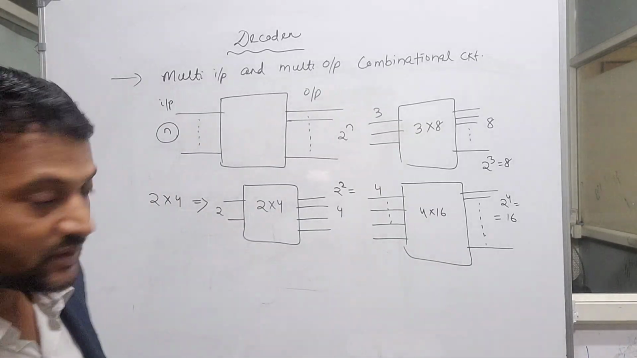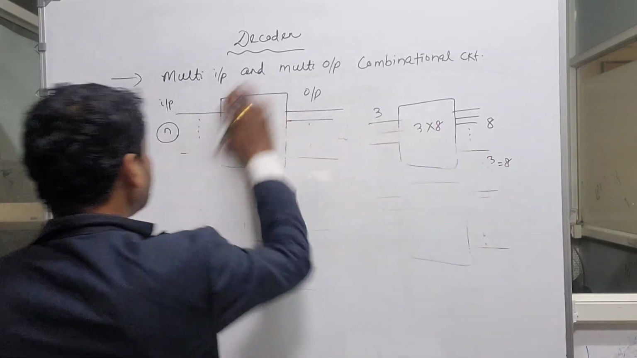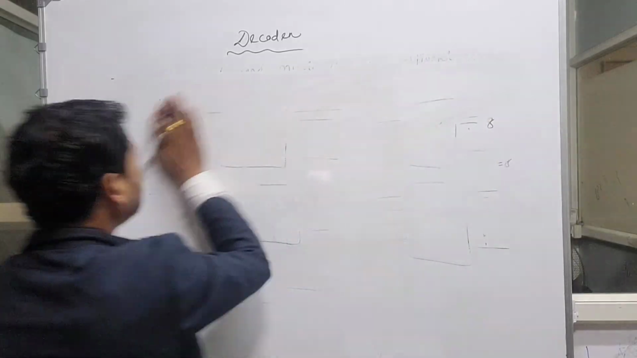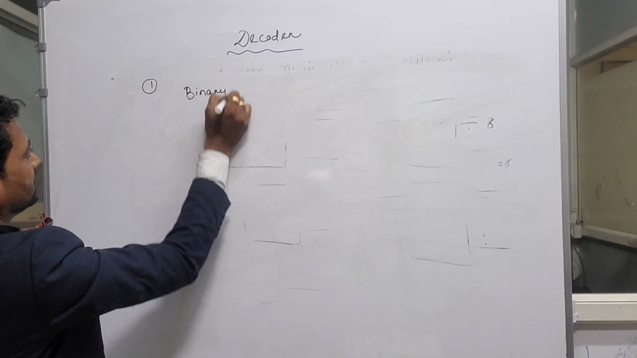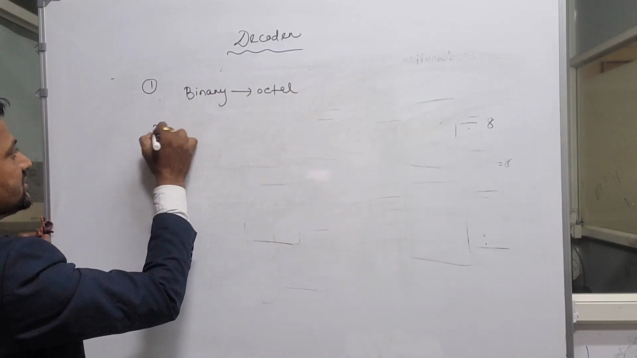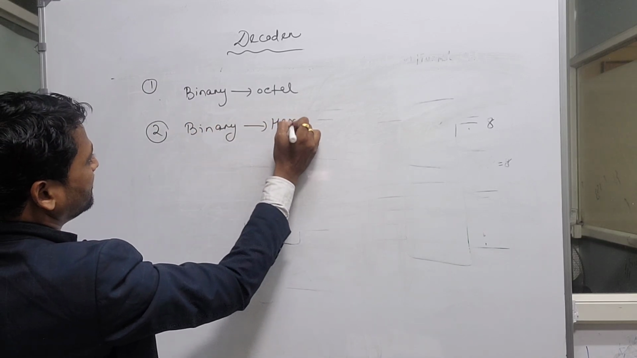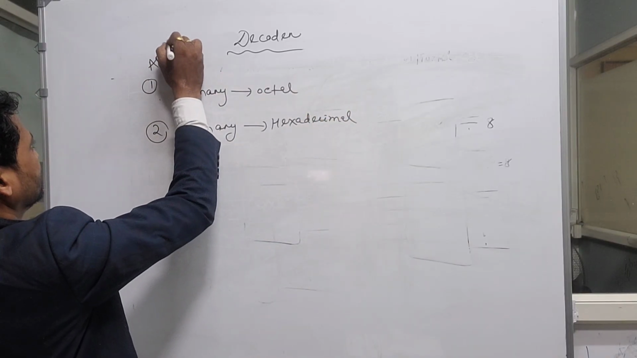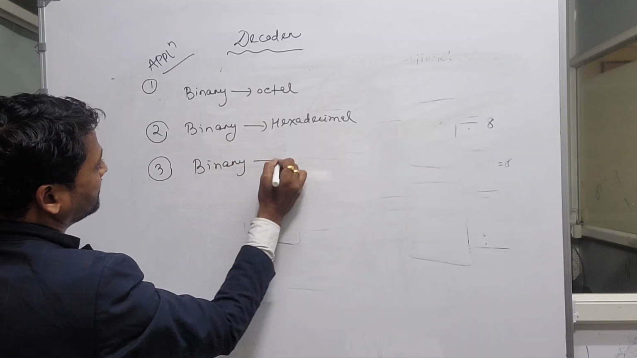So next is, what are the application of decoder? The application of decoder क्या है? मतलब फर्स्ट एप्लीकेशन, बहुत सारा एप्लीकेशन है. Binary to octal conversion, we can use that. And second application will be binary to hexadecimal. These are the application. And third one is binary to decimal also.